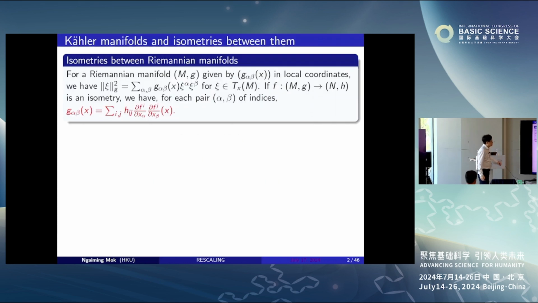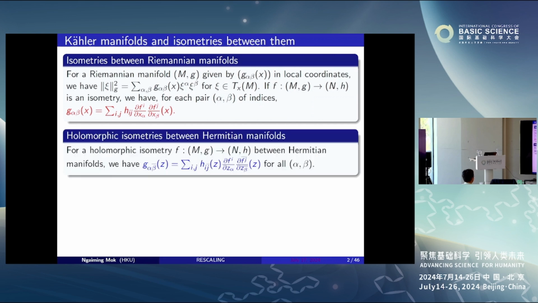So in Riemannian geometry, you study isometries, and it's an equation. It's a system of equations. It's a matrix, equality of two matrices of matrix-valued functions. So it's a big system. When you turn to Hermitian manifolds, the only difference is that you use Hermitian matrix instead of a Riemannian matrix. So the equations are basically the same. So for each pair of indices ij, you will have one equation.